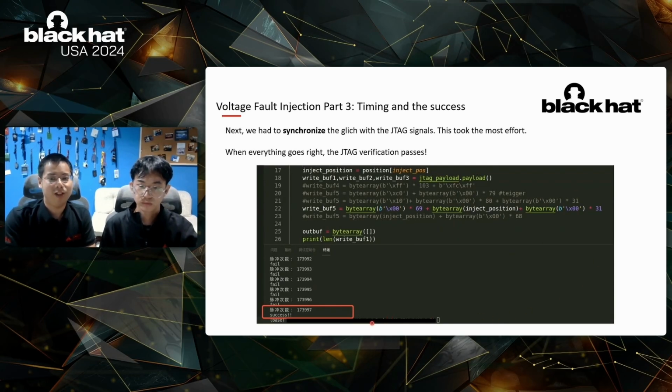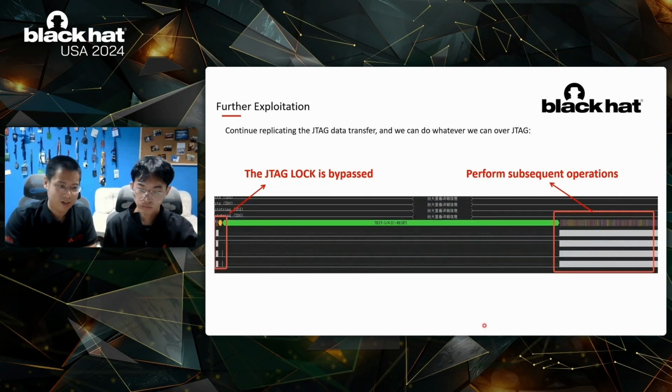After that, we began to fine-tune the delay, depth, and width of the pulse, ensuring that the pulse was not too large to cause system collapse, as in the chip doesn't work at all, nor too small to render the fault injection ineffective. We determined the success of the fault injection based on the return code from the processor, hex 209 or 0. Ultimately, after hundreds of thousands of injections, we used the voltage fault injection to bypass the JTAG lock challenge. After bypassing the lock, we continue to use the FTDI to simulate the rest of the JTAG connection as shown here. Then we could do whatever we want over the JTAG interface.